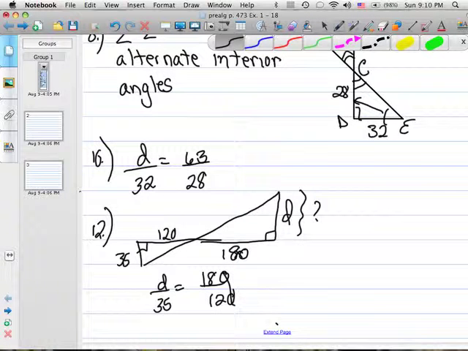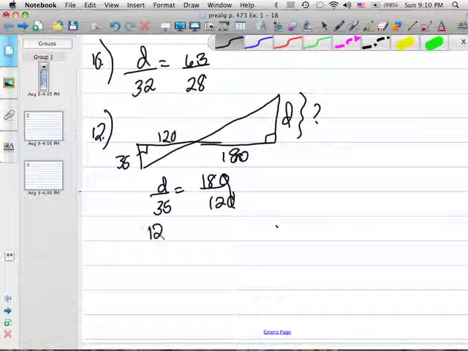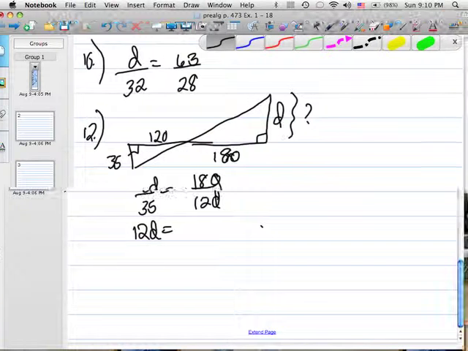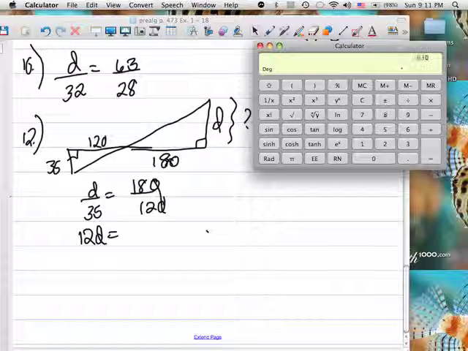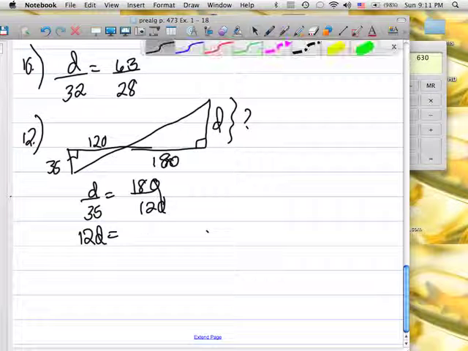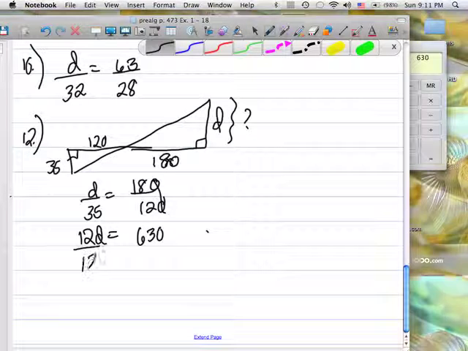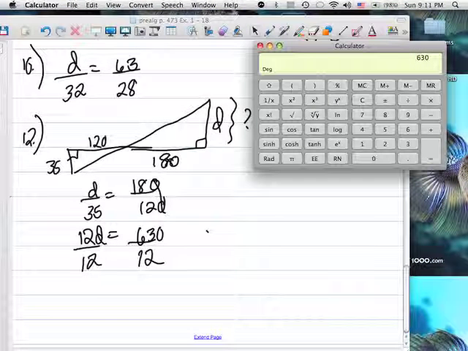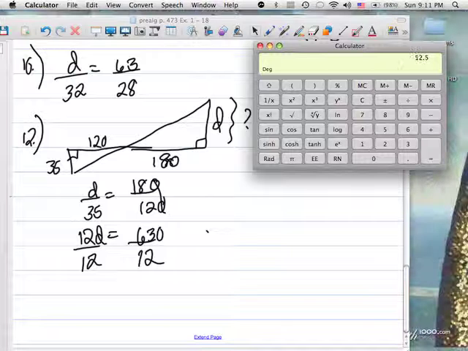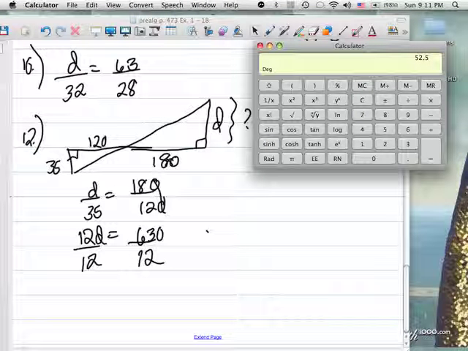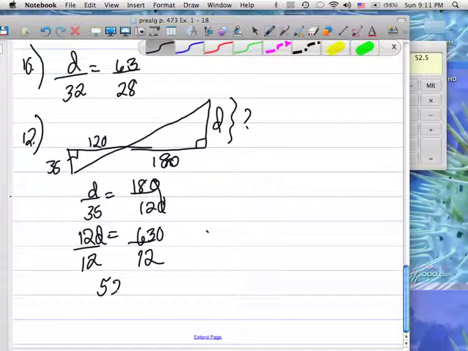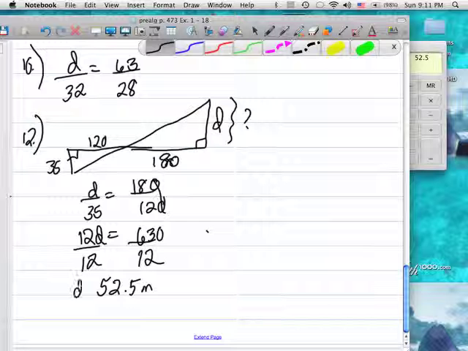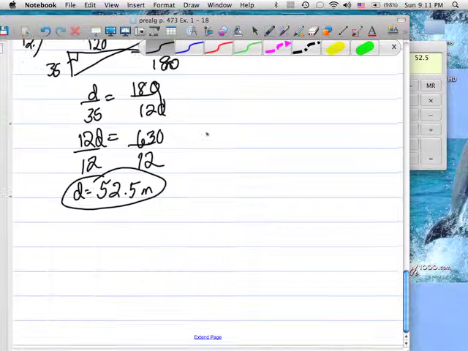And drop the end zeros, and we get 12D equals 35 times 18, which is 630. Divide both sides by 12. And we get 52.5 meters. And that's the distance across the river.